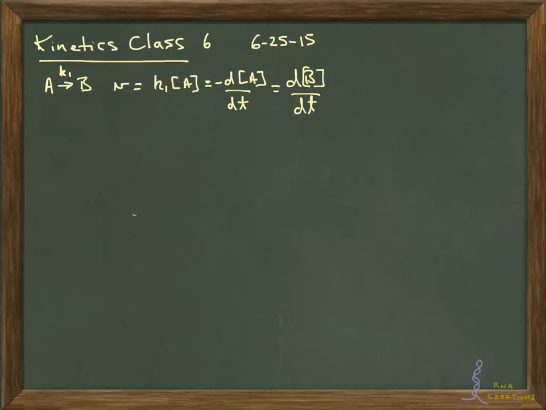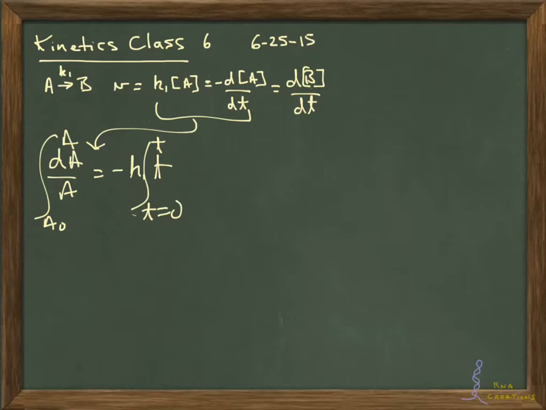As you know, we can readily write down the rate law for this as the velocity is equal to K1 times the concentration of A, and this is equal to the rate of minus dA dt, which is also equal to the rate of the formation of B with time, dB dt.